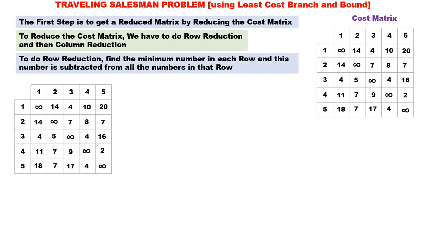Yes, this is our cost matrix. Now consider the first row. In the first row, what is the minimum element? 4. Yes, 4 is the minimum element. Now 4 should be subtracted from all the other elements of the first row.